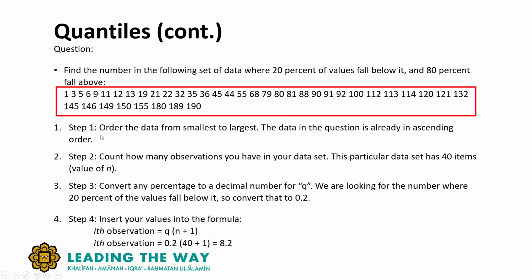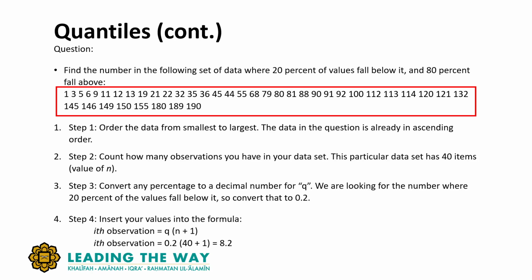So what is your first step? Order the data from smallest to largest. The data in the question is already in ascending order, so it's easy for you to do the counts. Step 2, count how many observations you have in your data set. This particular data set has 40 items, so that 40 is the value of n. Then convert any percentage to a decimal number for q. We are looking for the number where 20% of the values fall below it, so convert that 20% to 0.2.